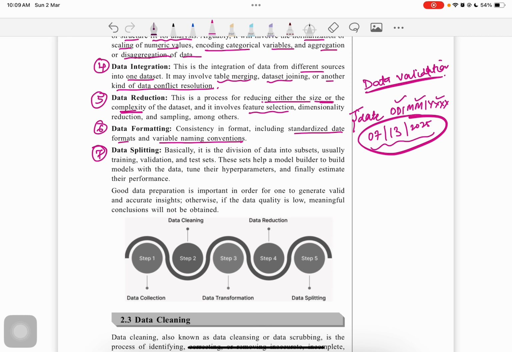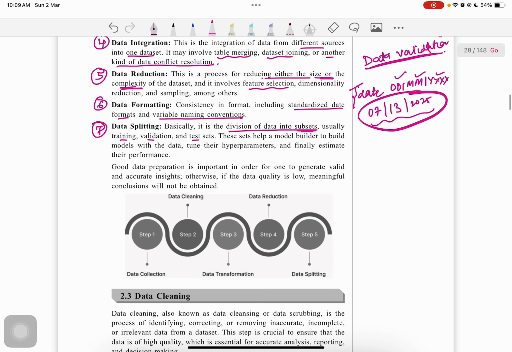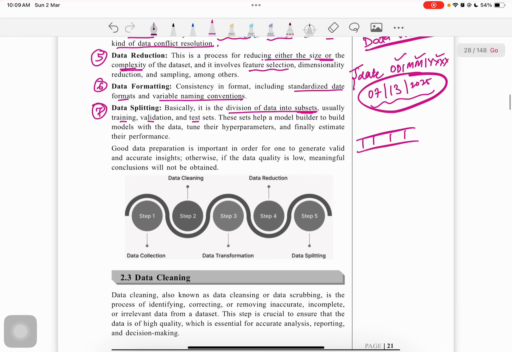Next step is data splitting. It means division of data into subsets, usually training and validation data sets. These sets help the model builder to build models with data, tune hyperparameters, and finally estimate their performance. It means we have to split the data so that we can do the analysis in a good way. Good data preparation is important in order to generate valid and accurate insights. Otherwise, the data quality is low and meaningful conclusions will not be obtained.